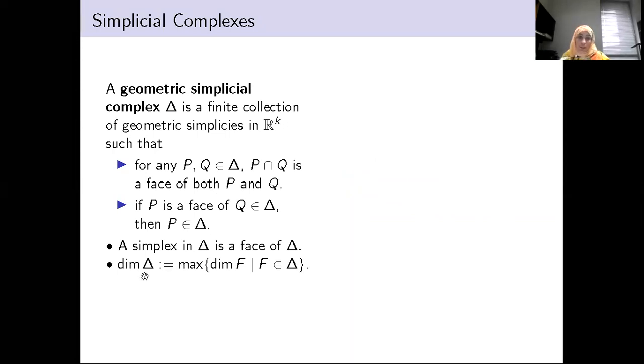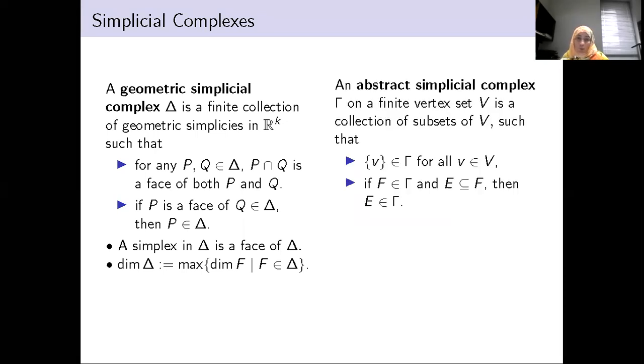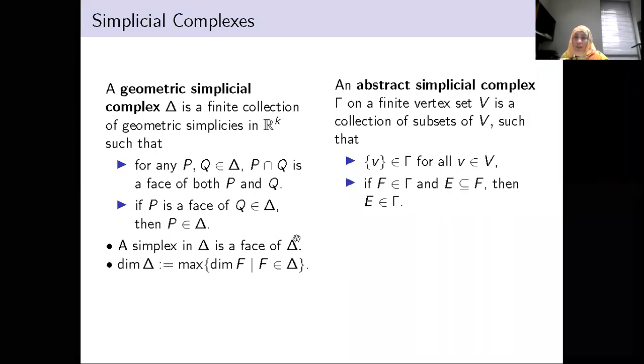And the dimension of this simplicial complex is just the maximum of the dimensions of its faces. So here you are just considering the simplex of maximum dimension, and that dimension is also the dimension of the simplicial complex. And now I will define the abstract simplicial complex, because sometimes in specific situations we need the geometric one, and sometimes we need the abstract one. So that's why I'm defining these two notions.